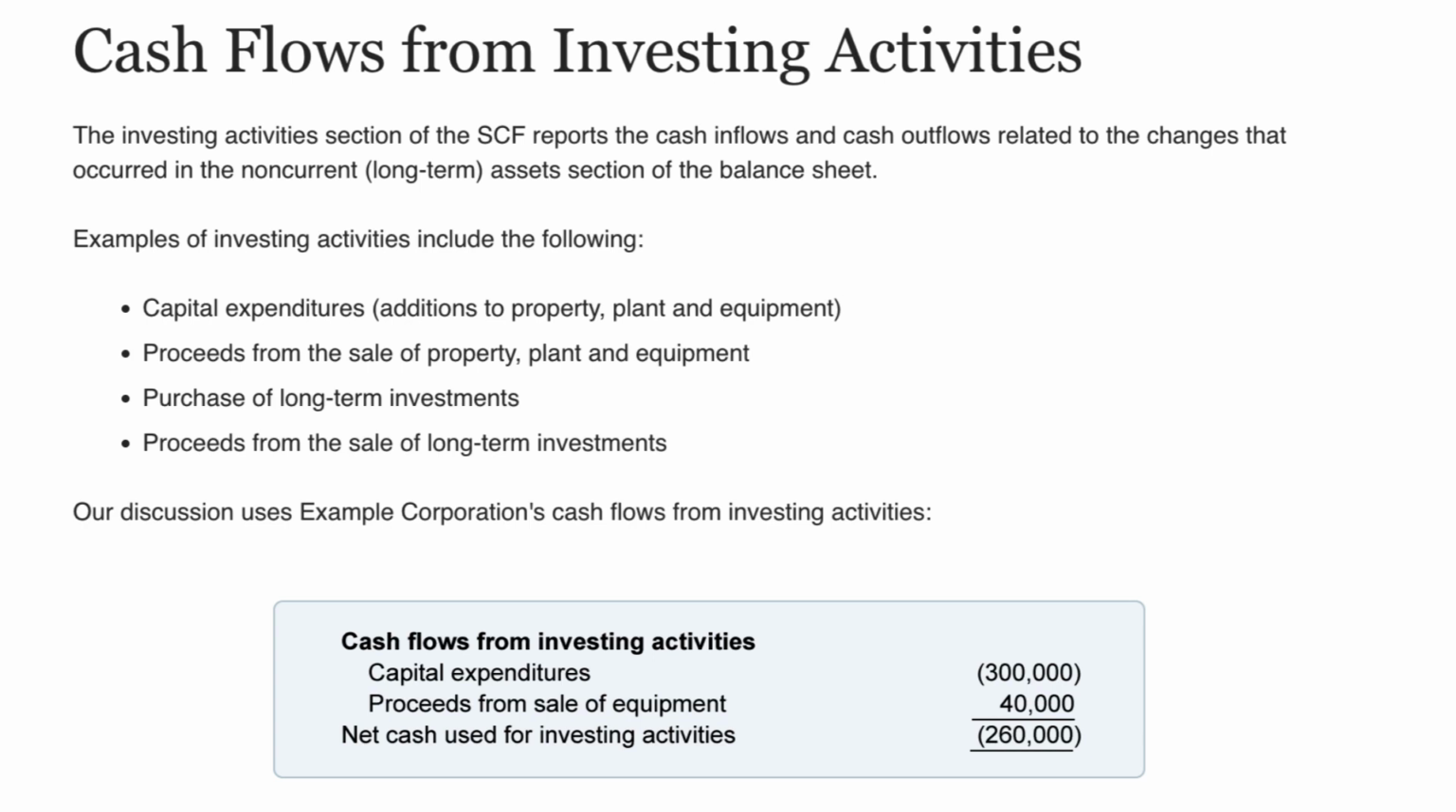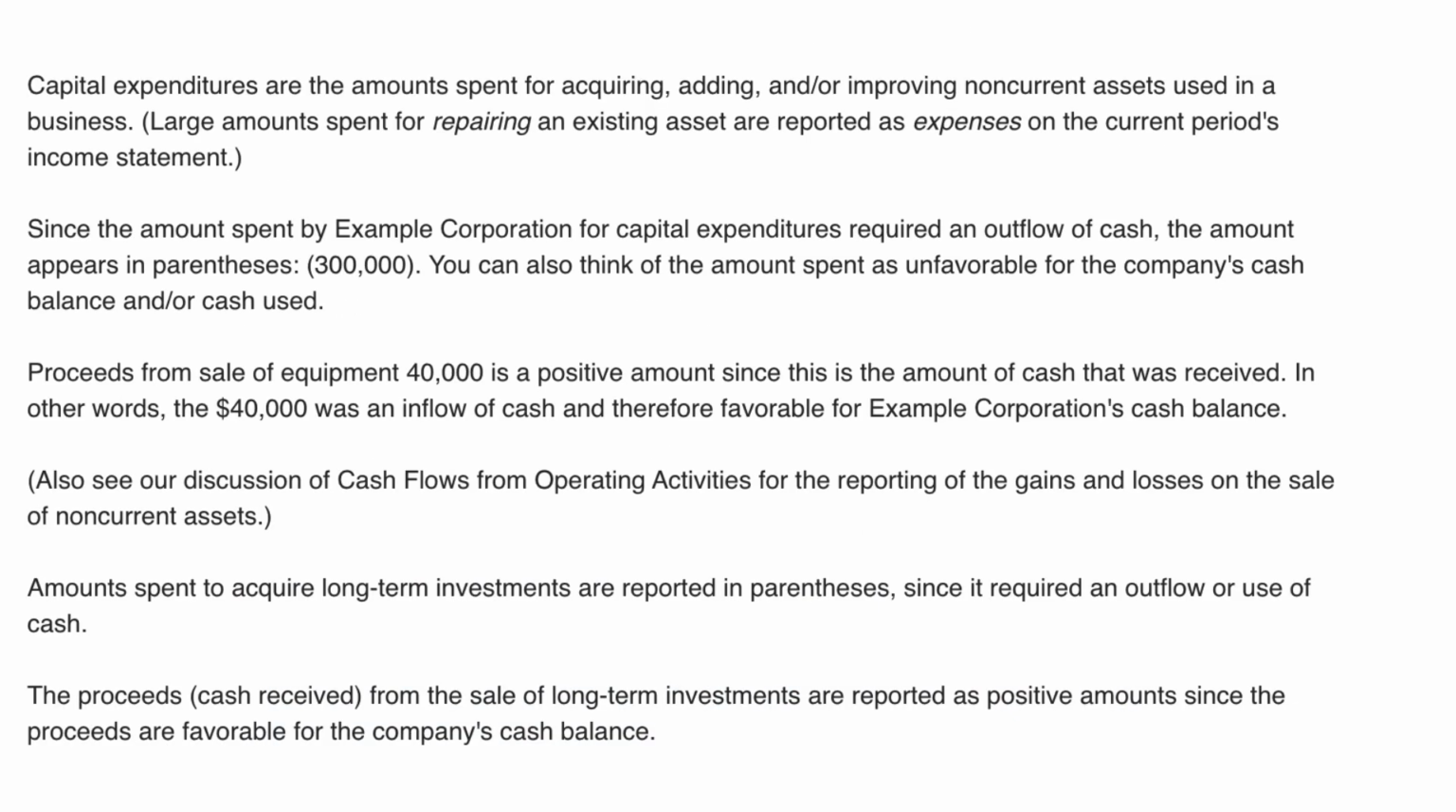Proceeds from the sale of property, plant and equipment. Purchase of long-term investments. Proceeds from the sale of long-term investments. Our discussion uses example corporation's cash flows from investing activities. Capital expenditures are the amounts spent for acquiring, adding, and/or improving non-current assets used in a business. Large amounts spent for repairing an existing asset are reported as expenses on the current period's income statement.